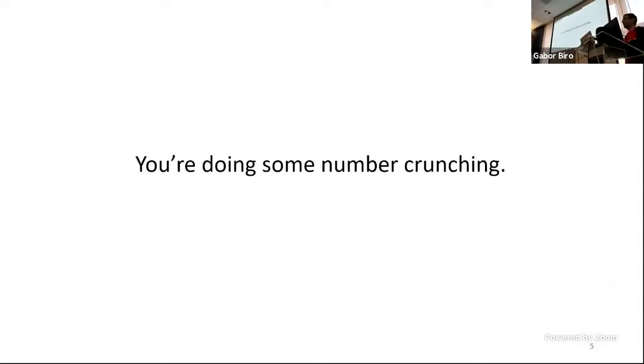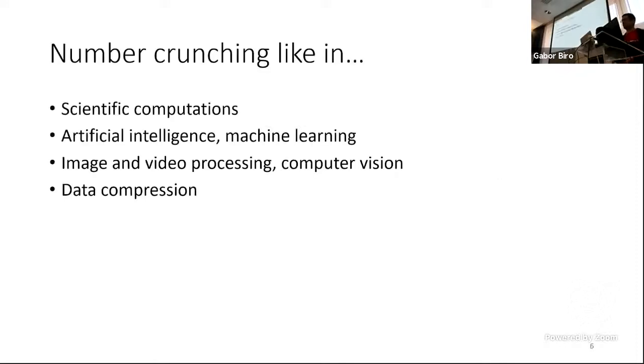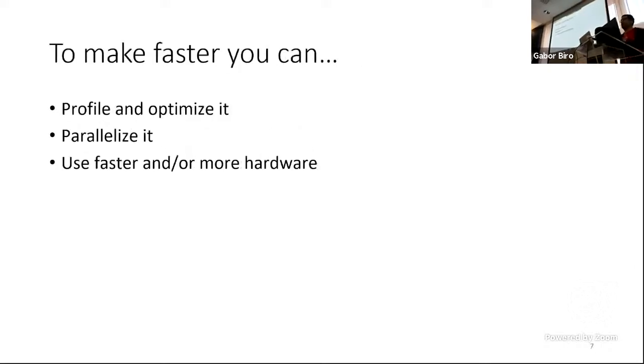Let's suppose that you are doing some number crunching, all right? And by number crunching, I mean some heavy computations in the field of, for example, scientific computing, of course, or something in the field of machine learning or AI, or image or video processing, which are highly parallelizable computations, or computer vision, which is tightly related, or anything with data compression. Now, if you have some computationally heavy algorithm or application here, then you probably want to make it faster.